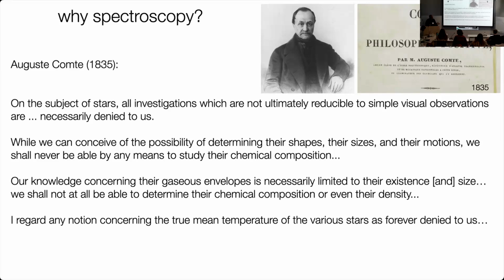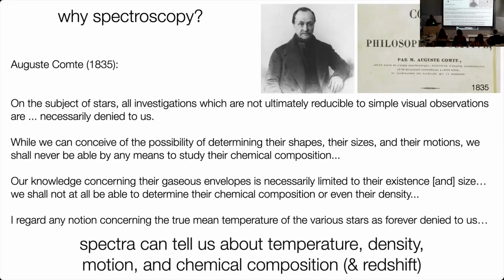But okay, so spectroscopy can tell us all these things: temperature, density, motion, and chemical composition, and also, sometimes for things far enough away, the redshift, right? So if we want to know the distance, we can also sometimes get that from the redshift. So spectroscopy is quite important, and we'll see why throughout the talk.